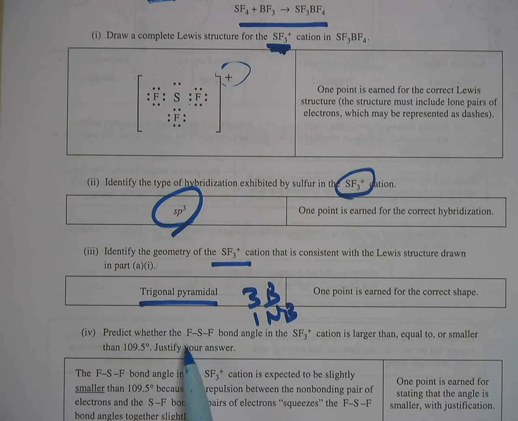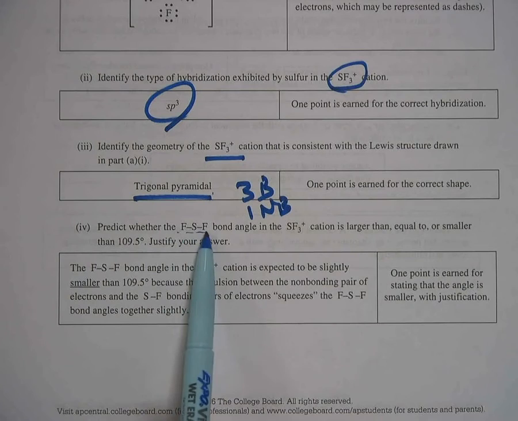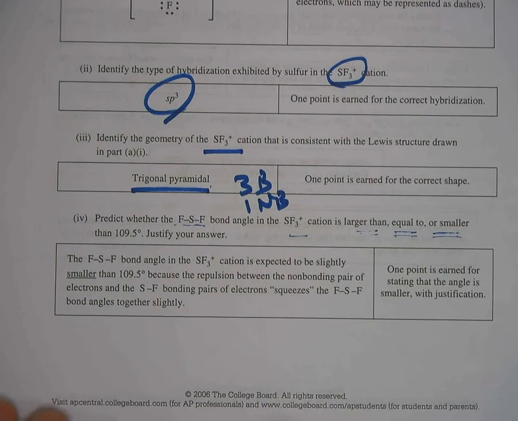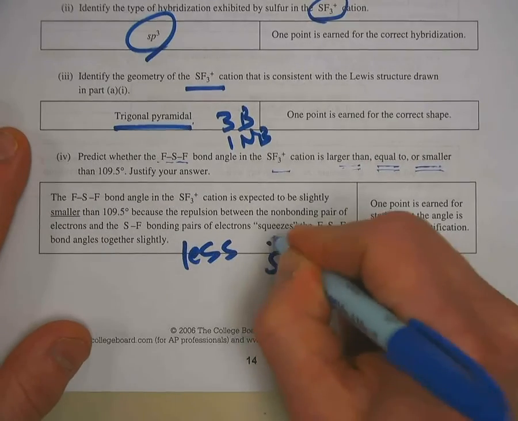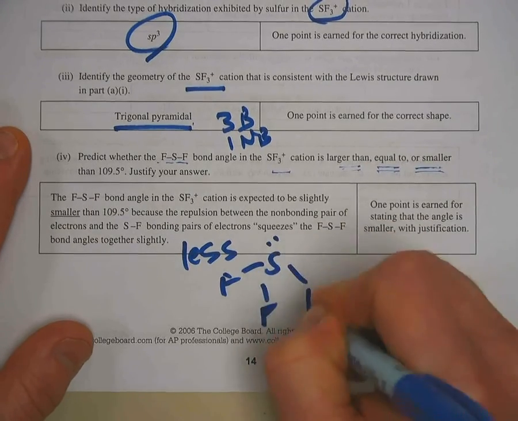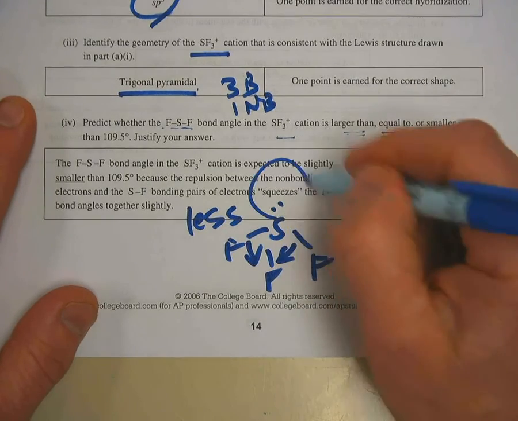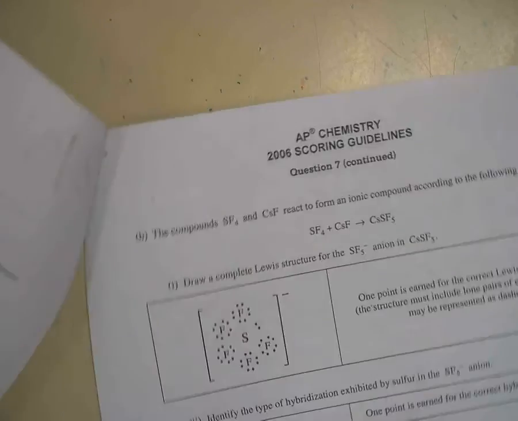You've got to have this memorized, because they're going to ask you a cold question like that. It's not on the periodic table. Predict whether the F-S-F bond angle in the SF3 cation is larger than, equal to, or smaller than 109.5. Well, you should predict that it's less. It's less because this unshared pair of electrons right here forces these closer together, because remember, an unshared pair of electrons takes up more space than a shared pair of electrons.